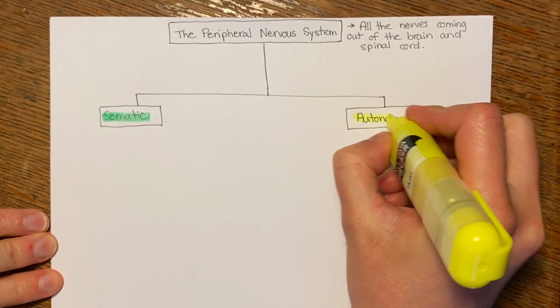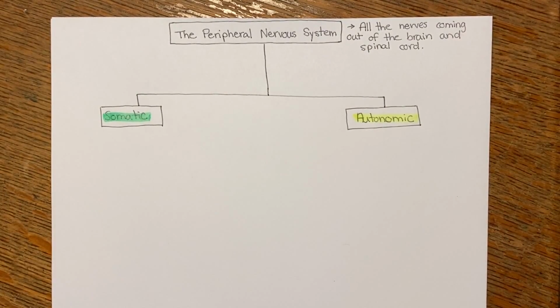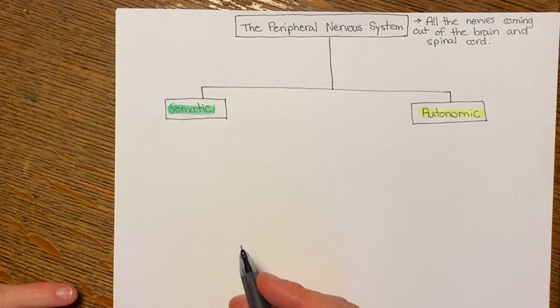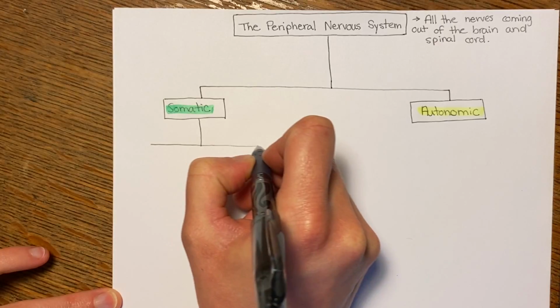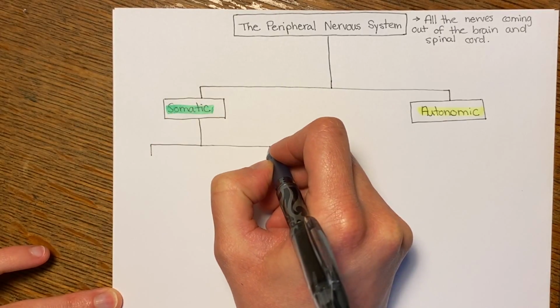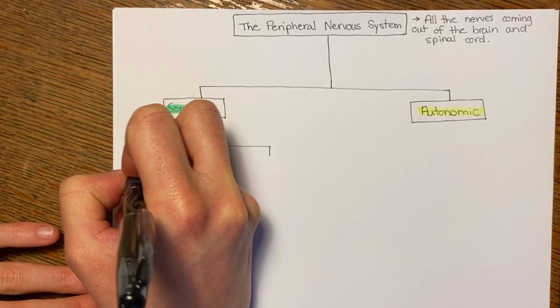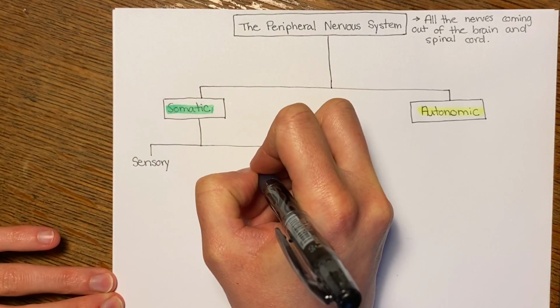And I'm going to color code this by sort of cooler and lighter colors, because each of these two sections of the peripheral nervous system are further divided into two more categories. So we'll start with the somatic nervous system. So here, divided into two categories of nerves. We have our sensory nerves are the first type, and motor are the other type.